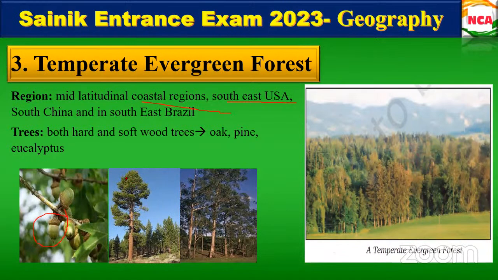Here we can find both soft and hardwood trees, like oak, pine, and eucalyptus. These are the eucalyptus. This is the pine tree and this is the oak. Every tree is like this, which has a long stem, right? Long bark. You can say not stem, it is long bark. See here in this region how the barks are. They will be narrow only. Is this clear?